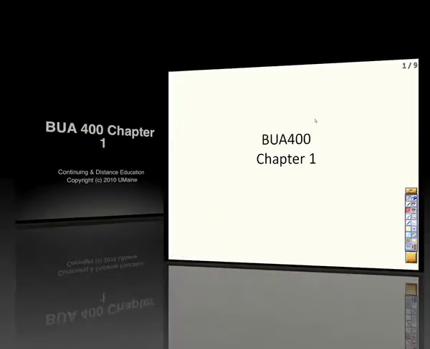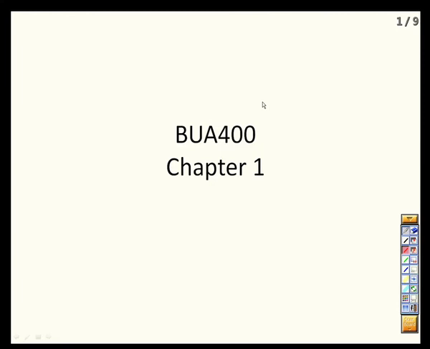Chapter 1, a brief overview of accounting. Today we're going to talk about, in the abstract, what it is that accountants do, what the output of the accounting process is, and the environment in which it is developed. Let's talk about investing for a moment first, though.